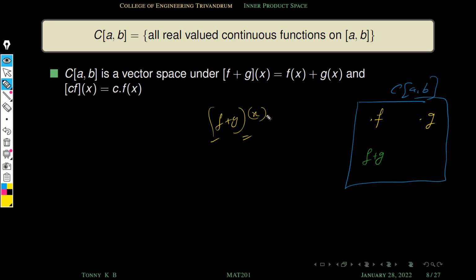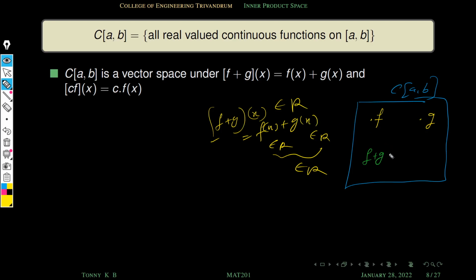Here we define f plus g of x using f of x and g of x, that is f of x plus g of x. Both are real numbers because f and g are real valued functions. So it is clear that the sum is also a real number. So f plus g of x is a real number. So it's a real valued function. It's a well defined function.